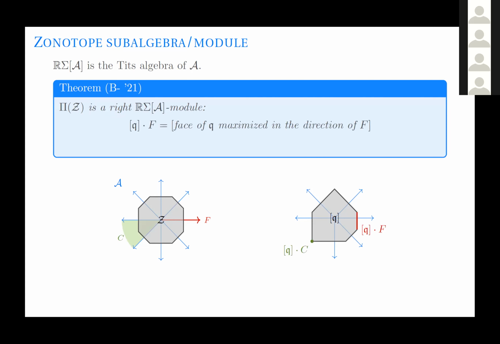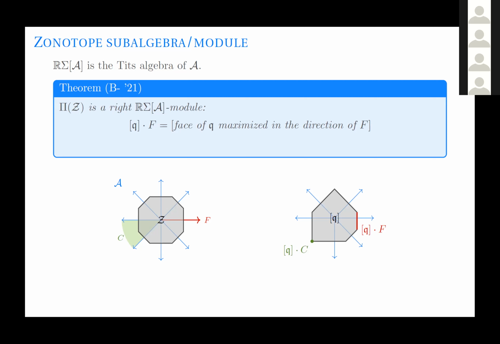We're just going to take the face of this polytope that is maximized in the direction of that face. So what does this mean? It means we can take any direction or any vector that is in the interior of a face of the arrangement that we're using. When we look at the face of Q that is maximum in that direction, the fact that this is well defined is precisely because Q is a deformation of the zonotope C, and the faces of the arrangement form the normal fan of the zonotope C.